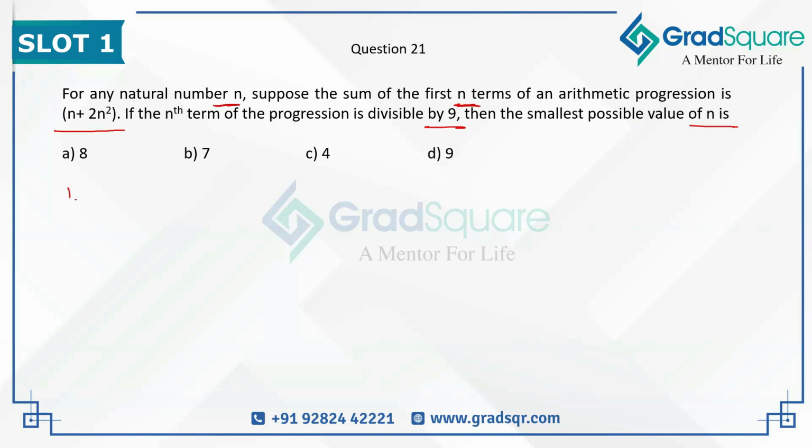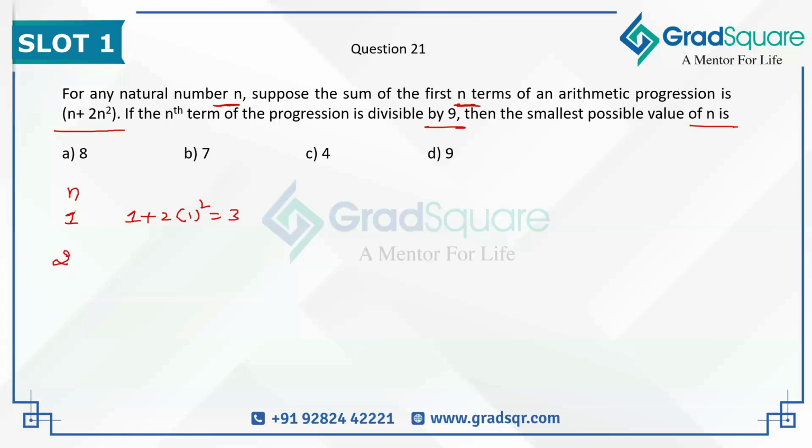So put n equals 1 and it will give you the first term itself of the progression, because the sum up to one term means only one term, right? So you will have 1 plus 2 times 1 square. So your first term is clear that it is 3.